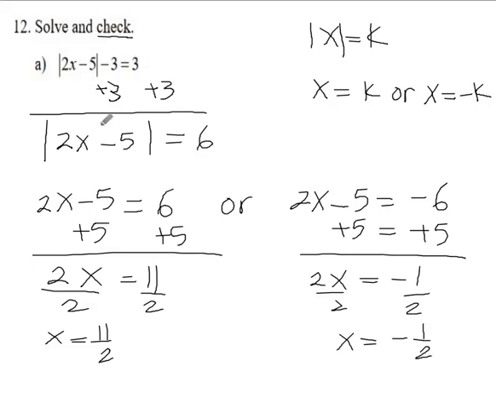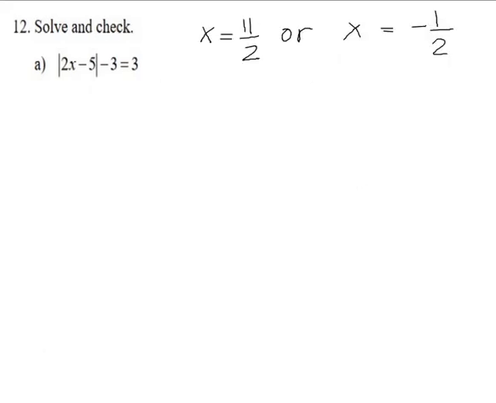Also it says to check the answer. So we're going to substitute for each x 11 over 2 and for each x minus 1/2, and see if it works. Okay, here we want to check the answer for the first one. If x is equal to 11 over 2, we're going to substitute for each x 11 over 2 and see if that's going to add up to 3. That's the question.